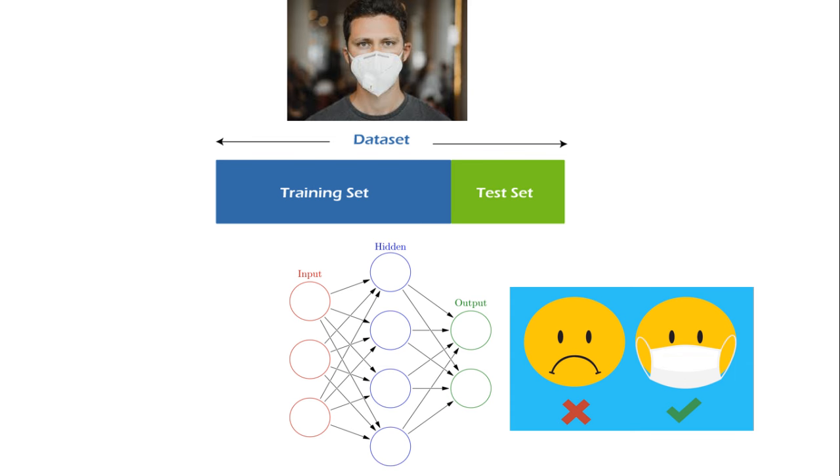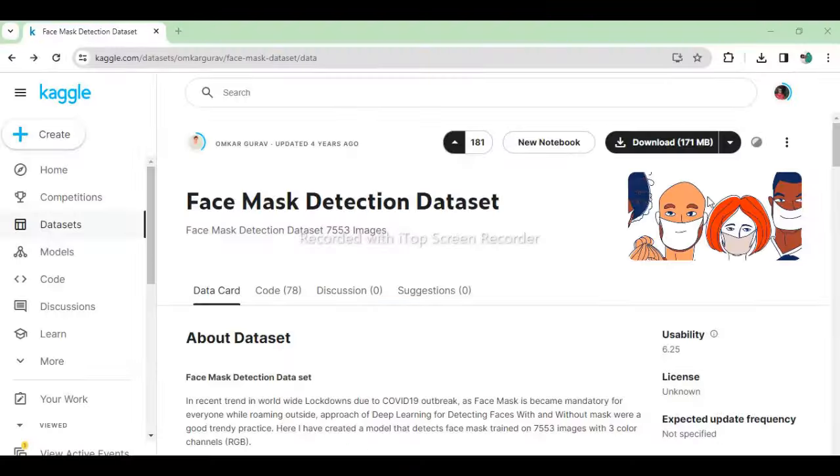In our project, we'll preprocess this dataset, organizing it into training and testing sets, and creating corresponding labels to facilitate supervised learning. With our dataset prepared, we'll move on to building and training our deep learning model, leveraging the power of convolutional neural networks to detect face masks accurately.